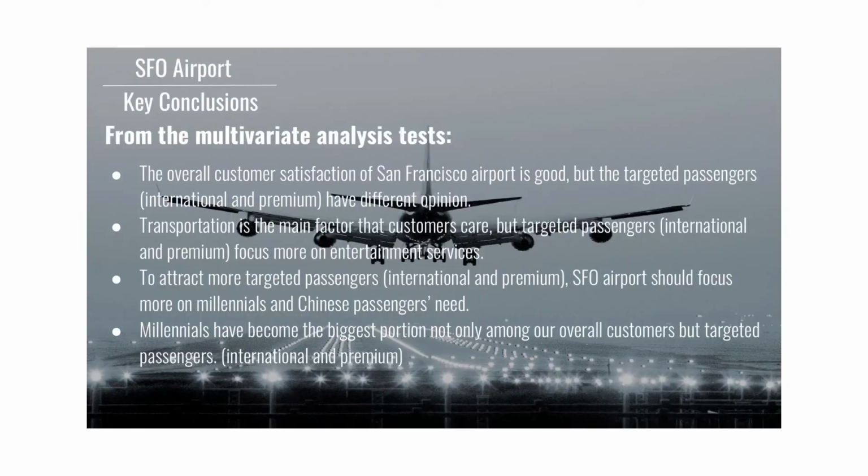Based on the data outcome, we come to the following conclusions. First, the overall customer satisfaction of San Francisco Airport is good, but the international and premium passengers have different opinions. Second, transportation is the main factor that passengers care about, but international and premium passengers focus more on entertainment services, for example, stores, food, or art inside the terminal. Third, to attract more international and premium passengers and enhance their satisfaction, San Francisco Airport should focus more on millennials and Chinese passengers' needs. Fourth, San Francisco Airport should also be prepared to meet more millennials since they have become the biggest portion not only among overall passengers but also international and premium passengers.